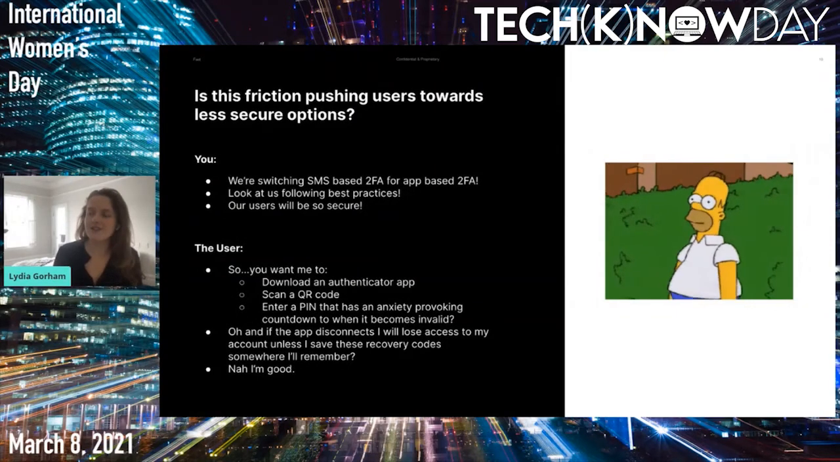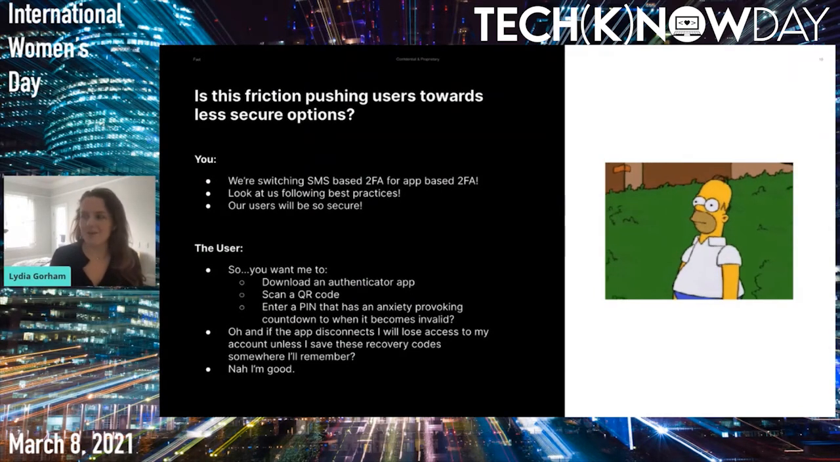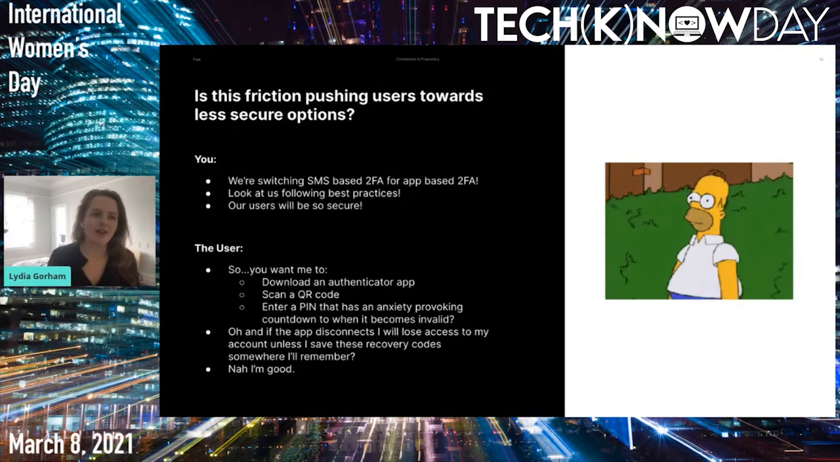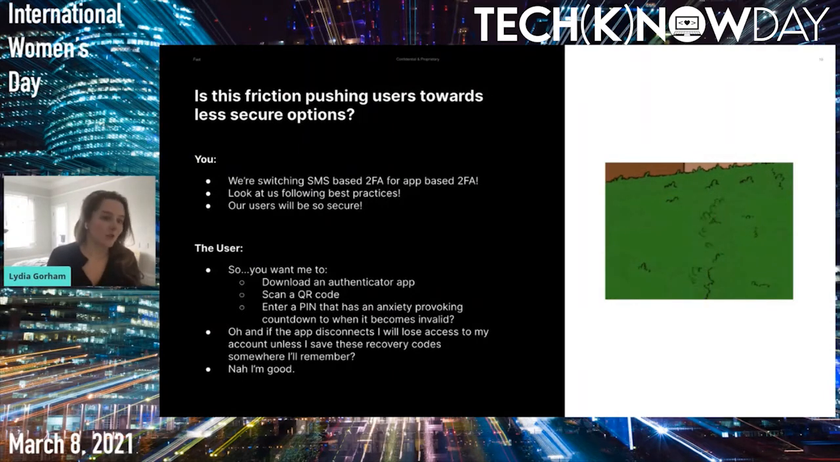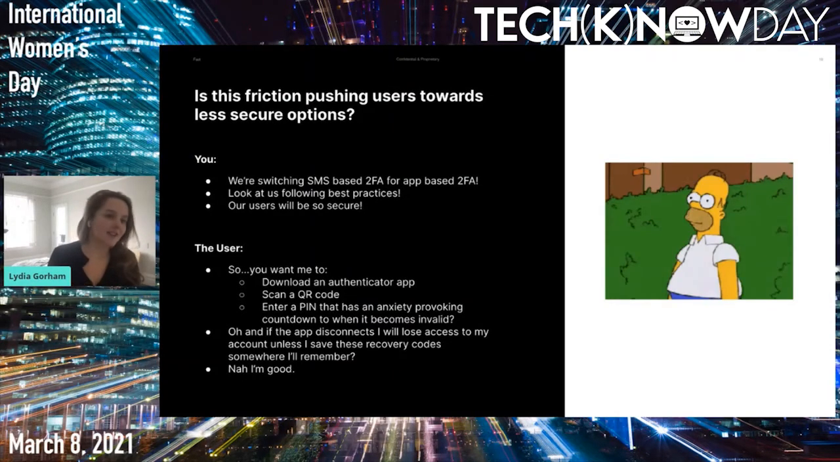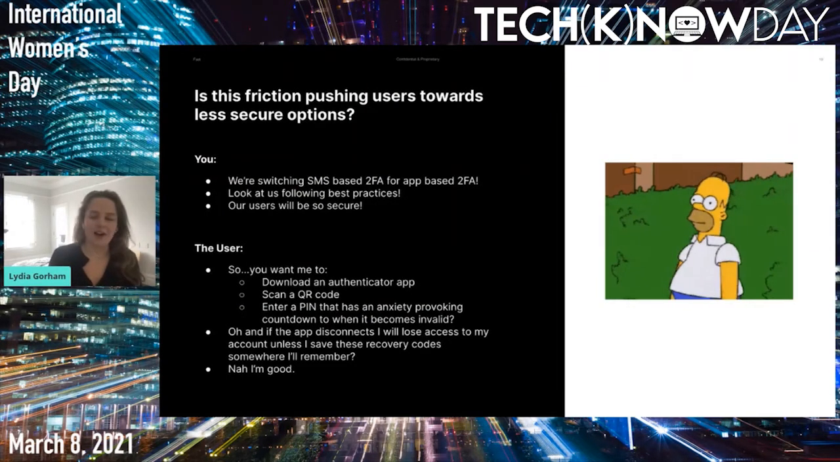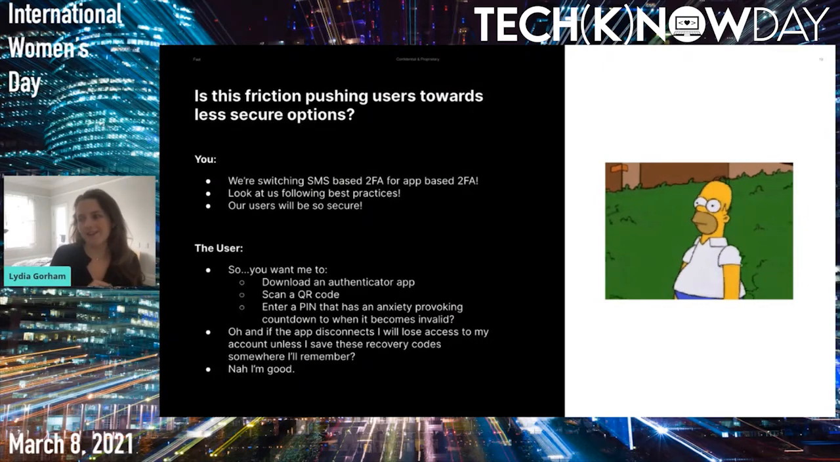So next point to ask yourself, is friction pushing users towards less secure options? In this example, let's say you've read an article about how SMS-based 2FA isn't actually that secure because of SIM swapping. You would be correct, but now you've decided that you're going to switch your 2FA over to app-based and have that be the default. You feel really proud of yourself. Your users are going to be super secure now.